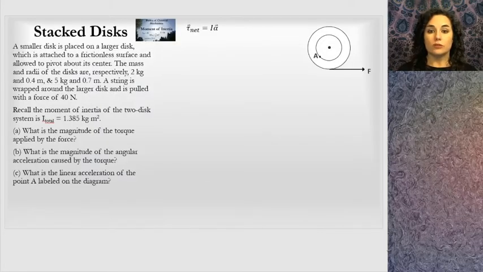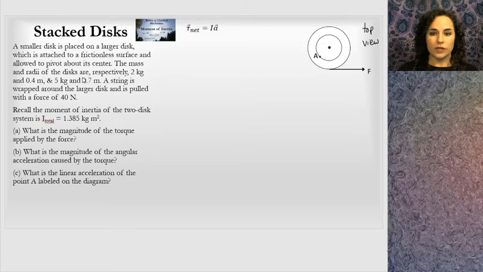The first problem I've chosen for us is a problem that we began in the moment of inertia lesson, the stacked disks. And in that lesson, we determined the moment of inertia of the two-disk system. There's one disk on top of another, is given by this value. A smaller disk is placed on a larger disk, which is attached to a frictionless surface and allowed to pivot about its center. So I have a picture over here. Here's the pivot and the center, and there's one disk on top of the other, and this is a top view. Okay, so we're looking down at the two disks.